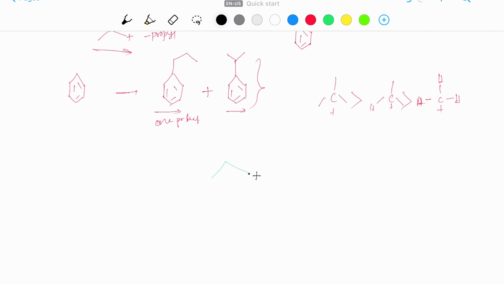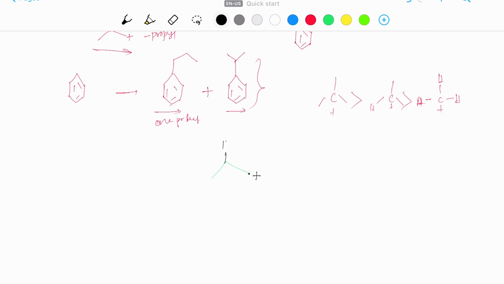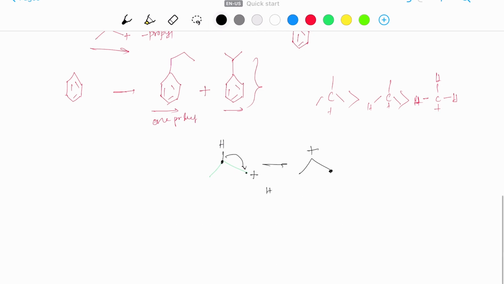Now what happens from here? A hydride shift happens, right? So that means, let's say that we have a hydrogen here, and that actually shifts to this particular place. Now we have this particular carbon here that has a positive charge, but this carbon no longer has the positive charge. So due to this, this is called a hydride shift.